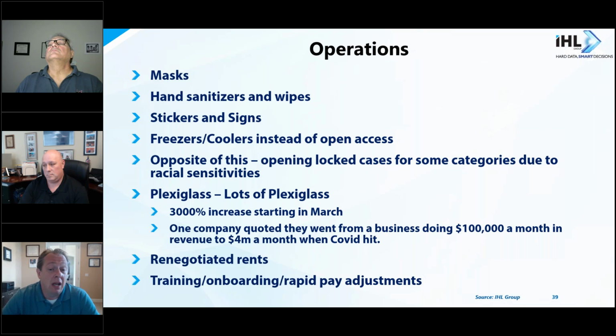Opposite of this, there's opening lock cases for some categories due to racial sensitivities. Historically, loss prevention and asset protection have looked at certain categories as high theft, and based upon the data associated with theft occurrence, have said, hey, we need to lock these down. Now we're starting to see where that's viewed in a very negative light, and retailers are starting to rethink some of those policies. It'll be interesting to see if we see a spike when we take the lock cases out of the equation, or is that just going to be part of this new normal that we're all living with?